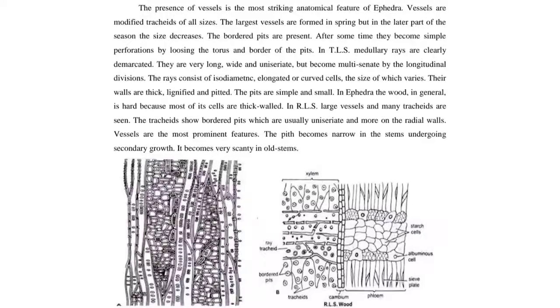In RLS large vessels and many tracheids are seen. The tracheids show bordered pits which are usually uniseriate and more on the radial walls. Vessels are the most prominent features. The pith becomes narrow in the stems undergoing secondary growth. It becomes very scanty in old stems.